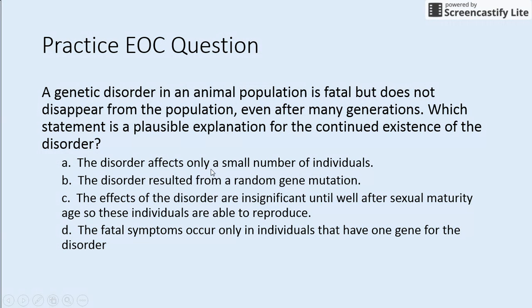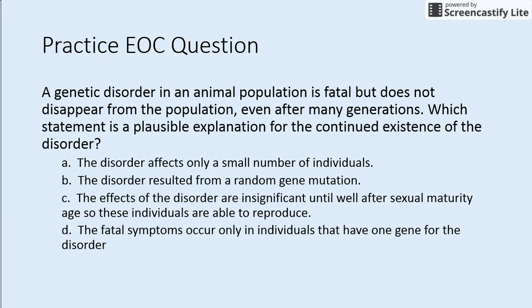A, this disorder affects only a small number of individuals. B, the disorder resulted from a random gene mutation. C, the effects of the disorder are insignificant until well after sexual maturity age, so these individuals are able to reproduce. Or D, the fatal symptoms occur only in individuals that have one gene for the disorder.